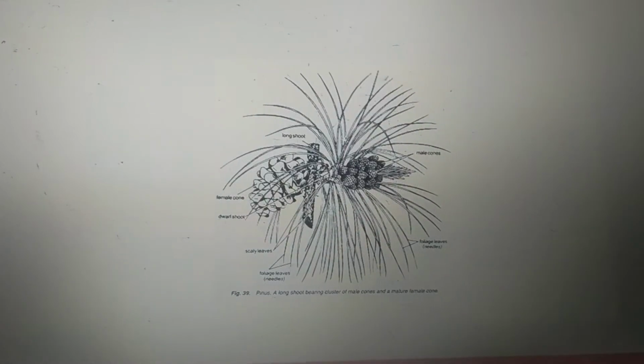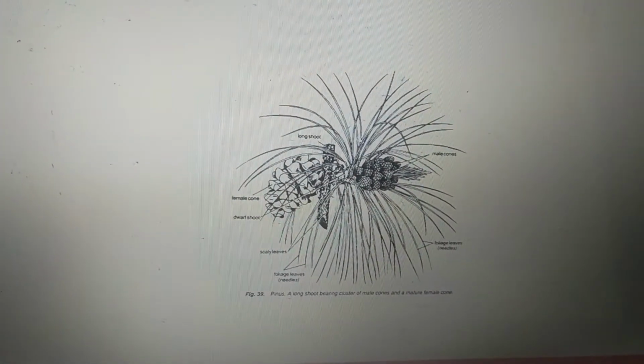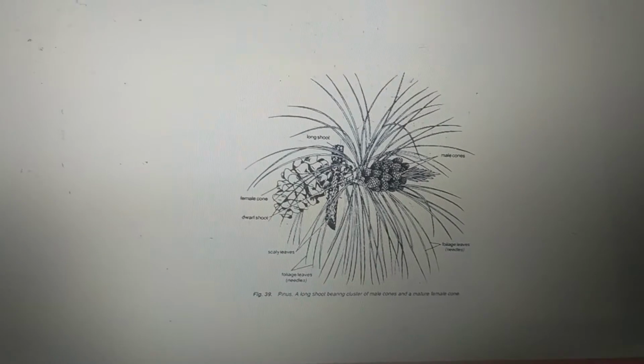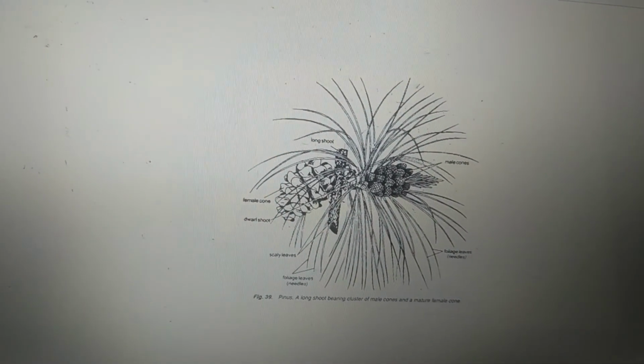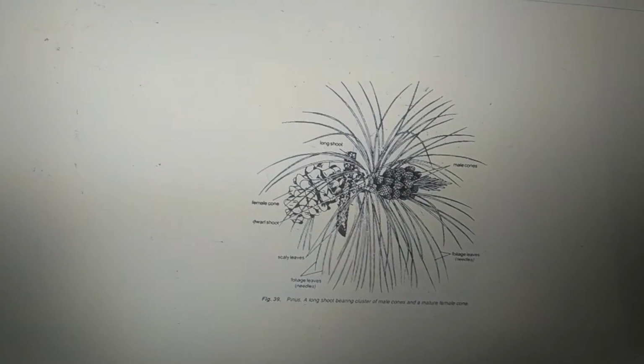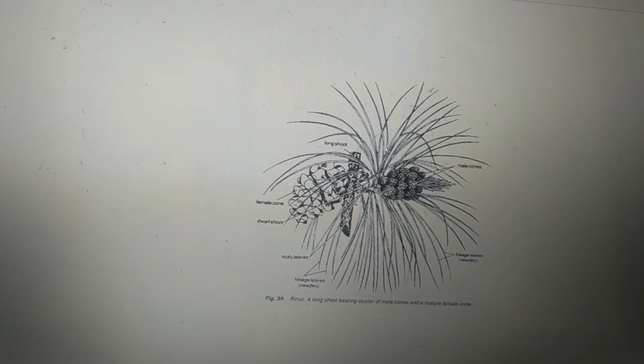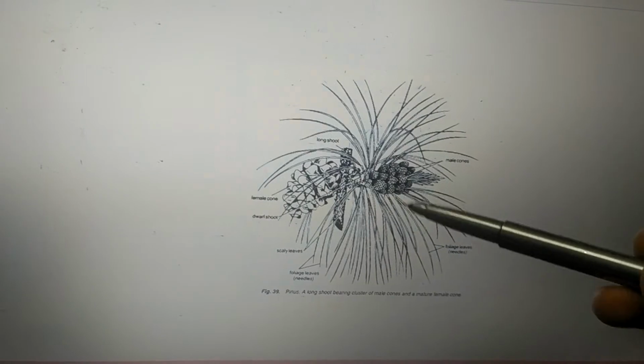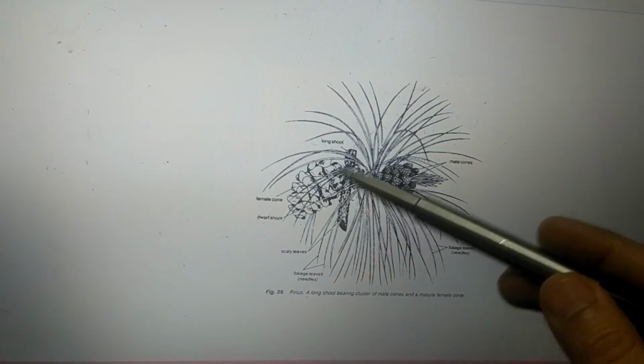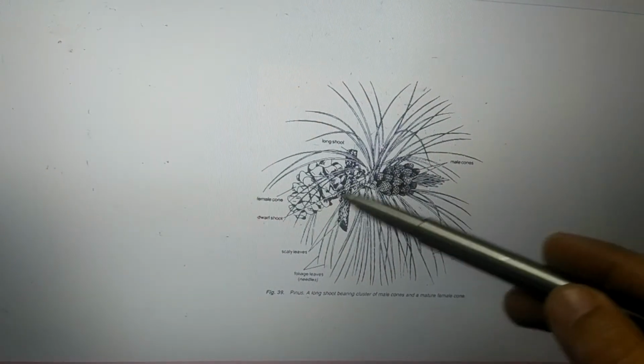In this part, we'll be discussing reproduction in the case of Pinus. Pinus is monoecious in nature. In the sense, it is going to produce both male and female cones on the same plant, but the only thing is that they are present on different branches. So we can make out here, this is the male cone and this is a female cone, present on the same plant but on different branches.